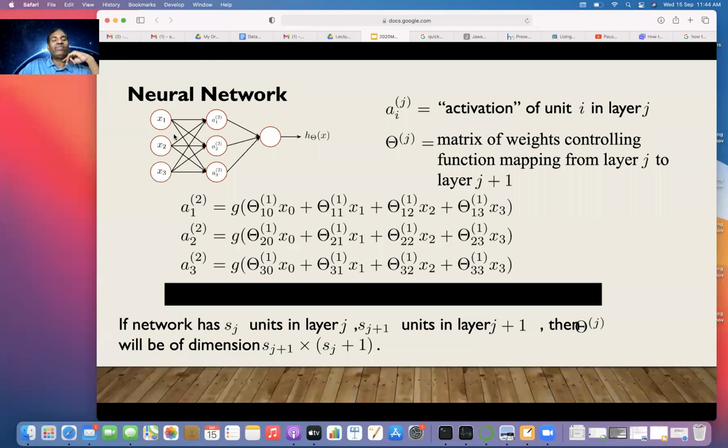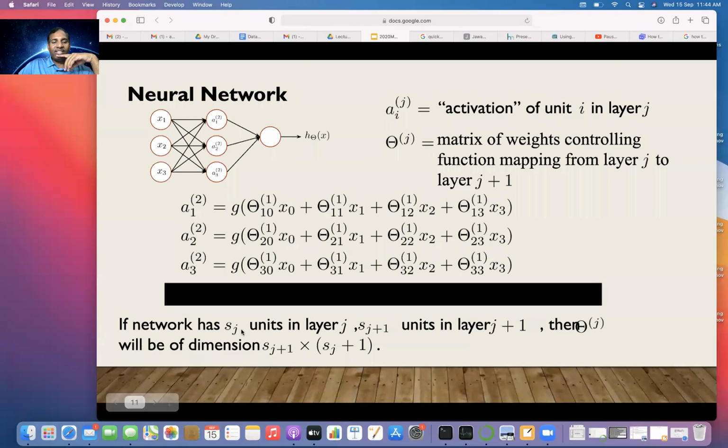So how many weights do you want? 4 by 3 or 3 by 4. Here in this notation, it is 3 by 4. So you see that all thetas you put, you will get exactly a 3 by 4 matrix here. So that is what it says here: Sj plus 1 multiplied cross Sj plus 1. This dimension is.